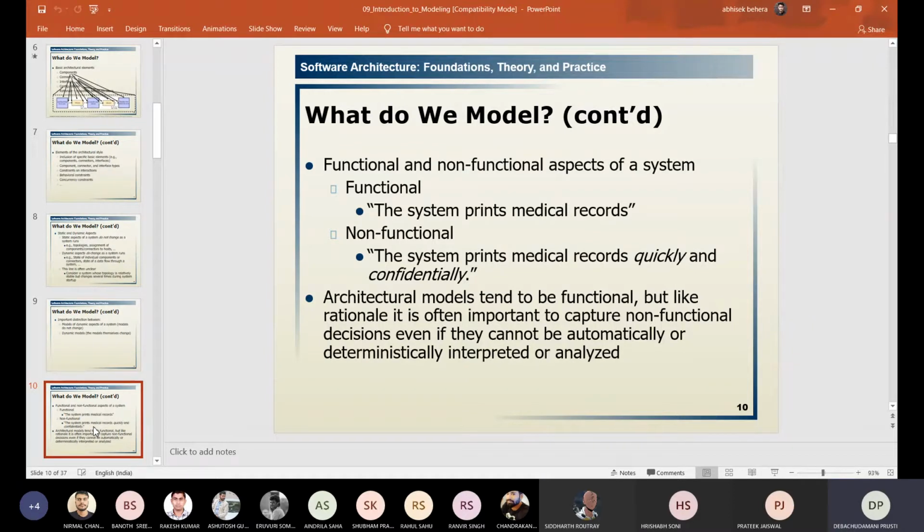Architectural models tend to be functional. The models tend to be functional, but it is often important to capture some non-functional decisions. Also, it is important to capture the non-functional decisions, even if they cannot be automatically or deterministically interpreted or analyzed. All the non-functional properties are not analyzed or deterministically interpreted. Still, these are important to measure the quality parameters of any architecture.